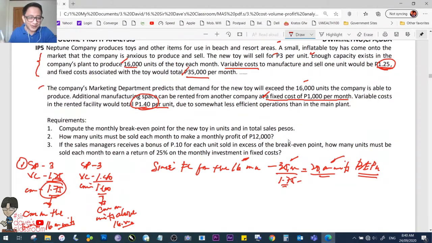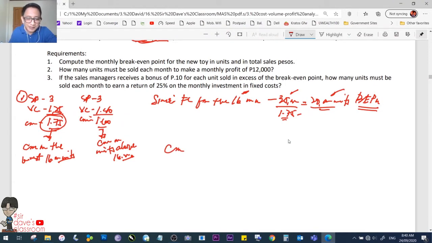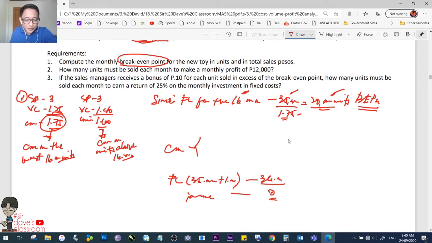Tama? Okay. Therefore, 16,000 would not be sufficient. And the following solution is necessary. 35,000 plus 1,000, na-resolve na natin kanina that we cannot employ our own capacity only and we would have to rent. Kaya hindi 35,000 yung fixed cost natin, bagkus 36,000. At the break-even point na requirement ng number 1, the income must be 0. Which means to say that the fixed cost exactly is covered by the contribution margin. Total contribution margin must therefore be 36,000 also. Exactly covering the fixed cost.